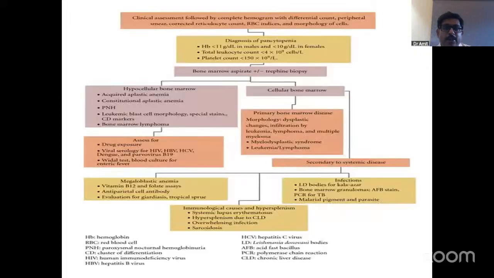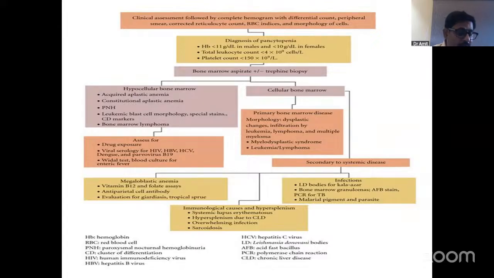So this is the diagnosis, and this is how we proceed. Let me give some time to this algorithm. When you have seen a clinical, you have assessed a patient, followed by a complete hemogram with differential counts, peripheral smear, corrected retic count, RBC indices, and morphology, you make a diagnosis of pancytopenia.